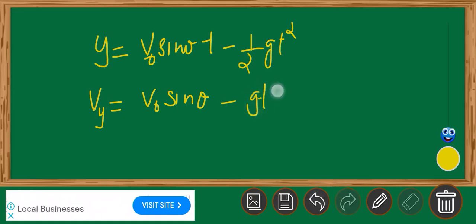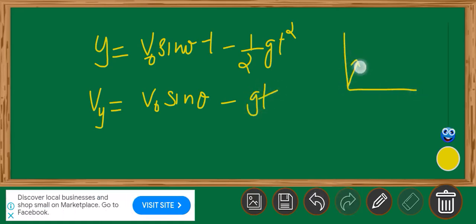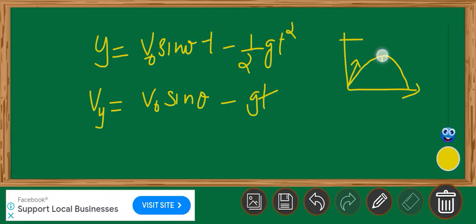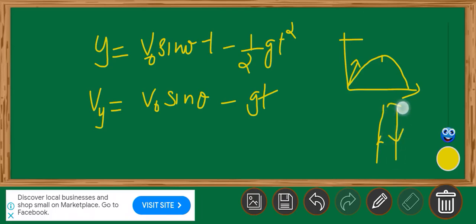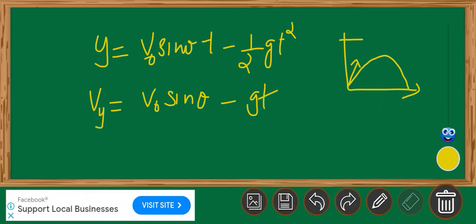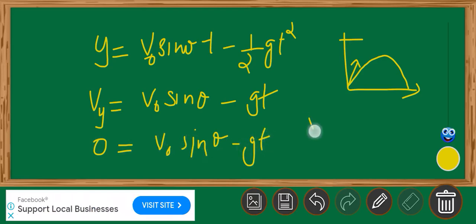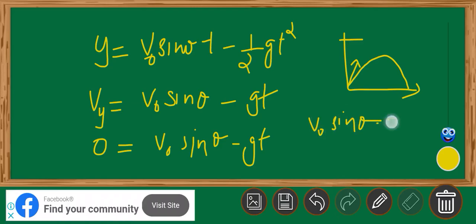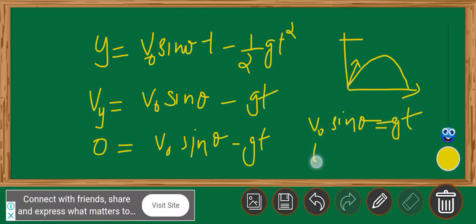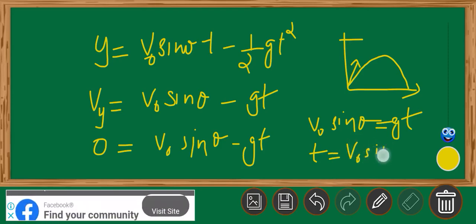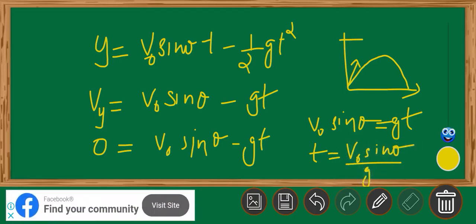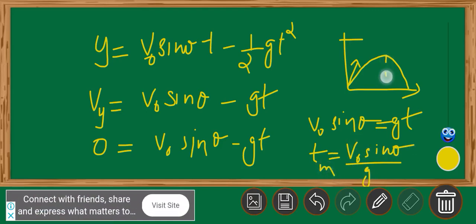At the topmost point, the vy will be 0. If we are throwing a ball with a velocity, then at the topmost point it will come back, so the velocity there is 0. Applying it, 0 equal to v0 sin theta minus gt. It gives v0 sin theta equal to gt, and so t equal to v0 sin theta divided by g. This is the time for maximum height.